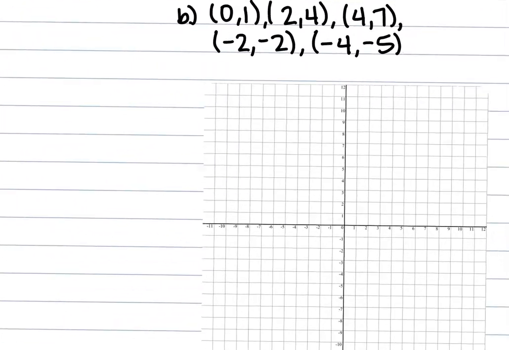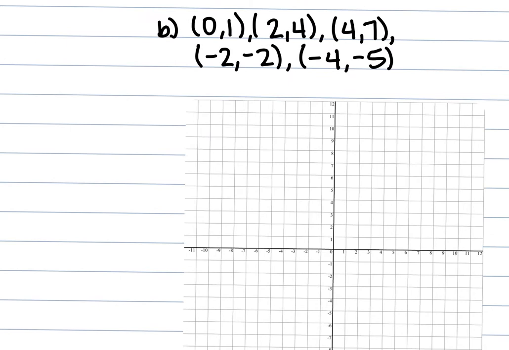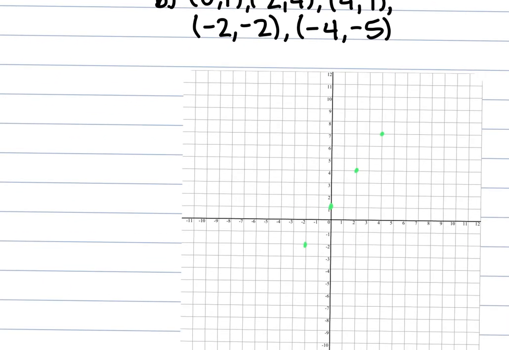Number 2, let's plot those points. 0 comma 1 is going to be up here. 2 comma 4 is going to be up here. 4 comma 7 is going to be up here. Negative 2, negative 2. Negative 4, negative 5.